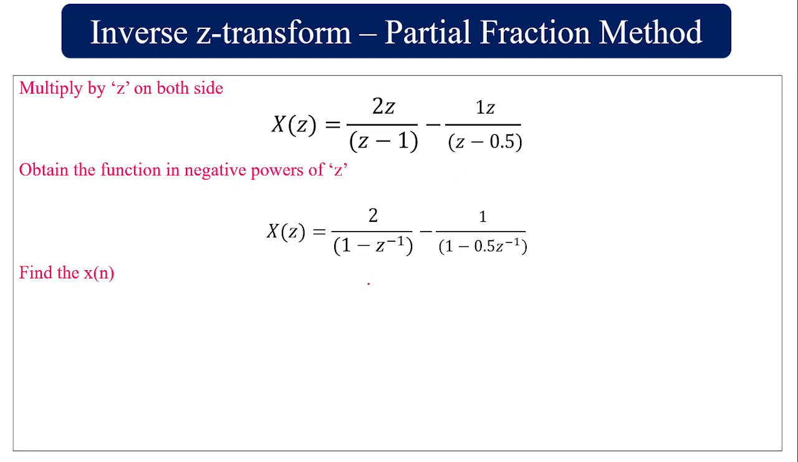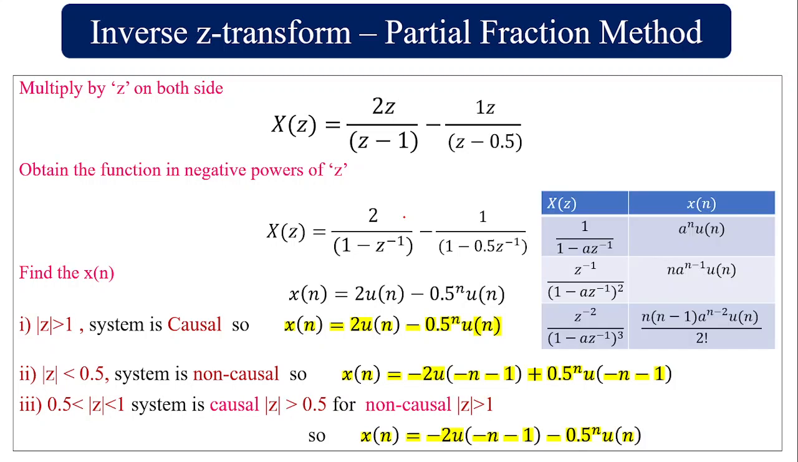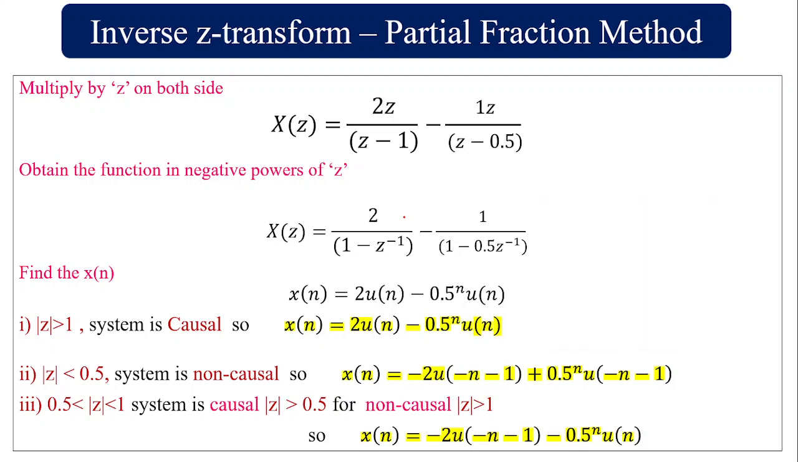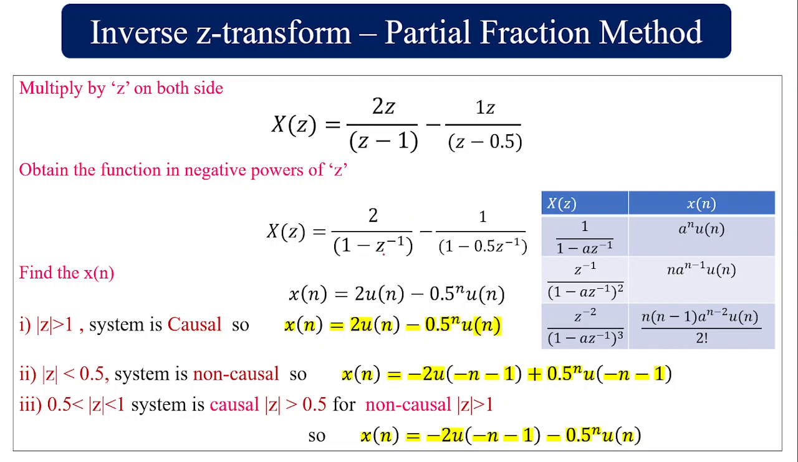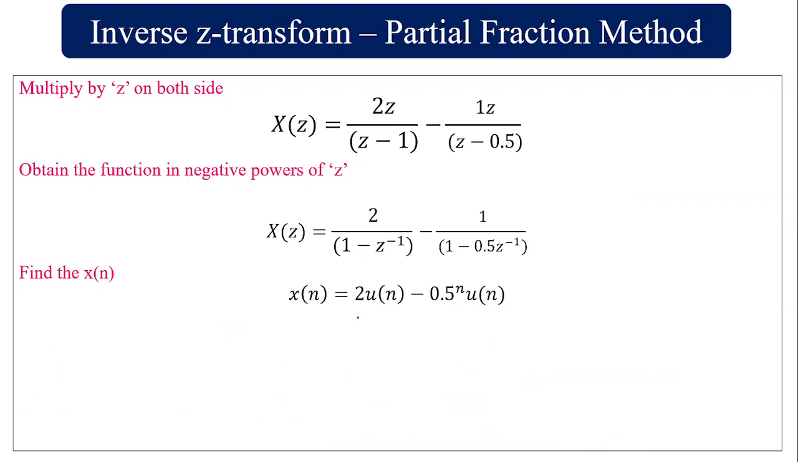Now I'll be finding the values of x(n) using the tabular form. Here this is 2 divided by 1 minus z inverse. So your a value is 1, so it is 1 power n u(n), so it is 2 u(n). And here it is 1 divided by 1 minus 0.5 z inverse, so 0.5 power n into u(n). So your x(n) obtained is x(n) equal to 2 into u(n) minus 0.5 power n into u(n).